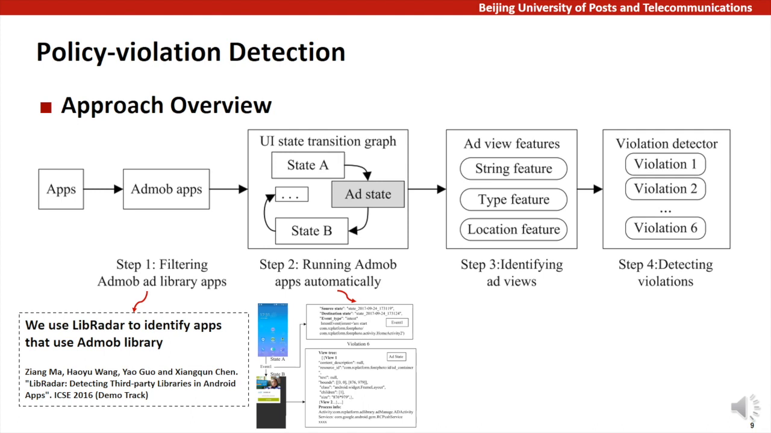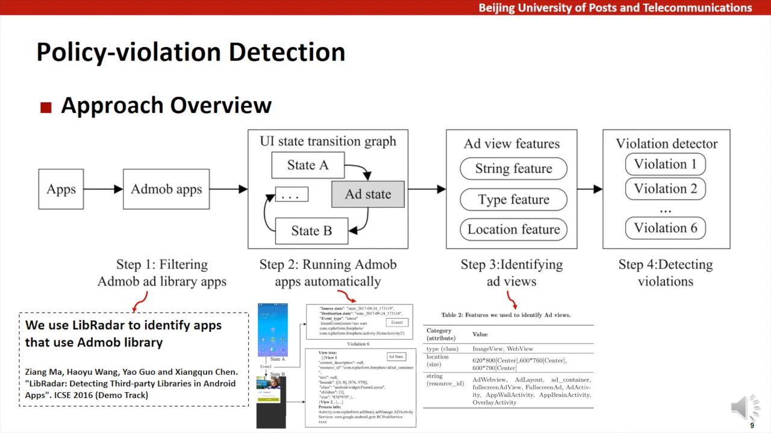Then we propose an automated test input generation technique to run apps that embed the AdMob library on smartphones, and we generate the UI transition graph. Note that we preserve the attribute information of visual views and the state transition information in the UI state transition graph.